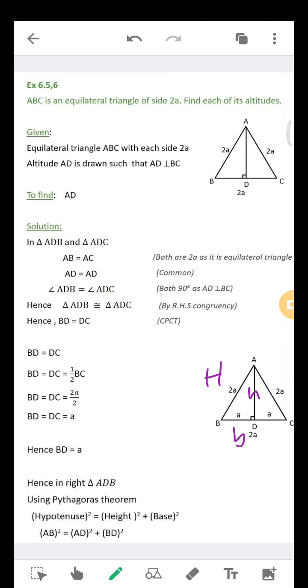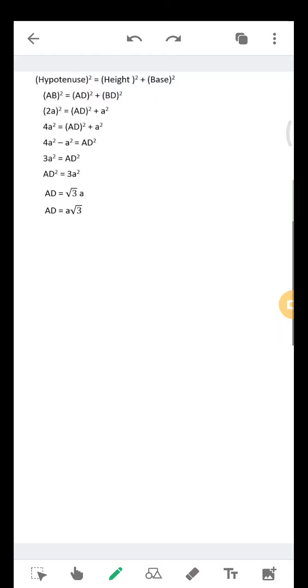We know the measurement of hypotenuse, that is 2A. We also know the base is A. We can find the length of AD, that is the altitude. So we'll continue with this. We'll substitute all the values, 2A square in place of AB, and AD we don't know, plus A square. So simplifying, 2A whole square becomes 4A square, 4A square minus A square, that gives you 3A square. So AD square is equals to 3A square and AD is equals to, if I remove the square from here, we'll get a root. Okay, root of 3A square.